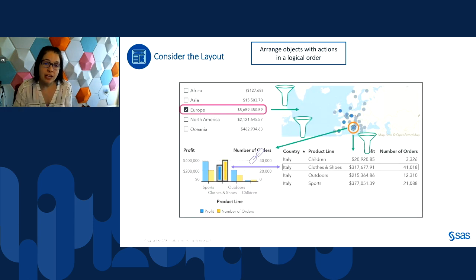You want to arrange objects with actions in a logical order. In places that read from left to right, typically the first object is displayed in the upper left corner, and then they are presented from left to right, top to bottom. In places that read differently or other localities, this order might change. So you need to, again, know your audience to determine how you're going to present those actions. But we can see in this particular page, the list control is in the upper left corner. This filters the geomap, which is in the upper right corner, which filters both of the objects at the bottom. So they are arranged logically.